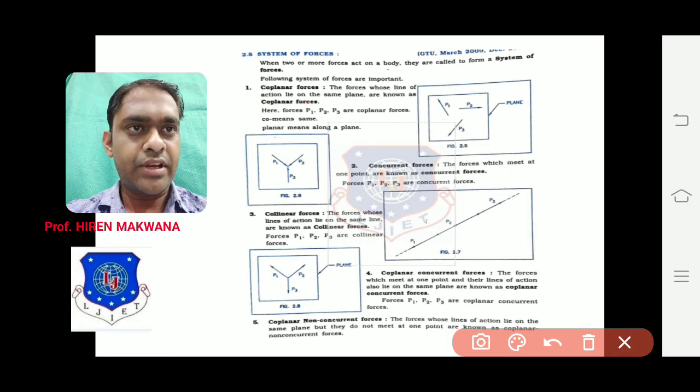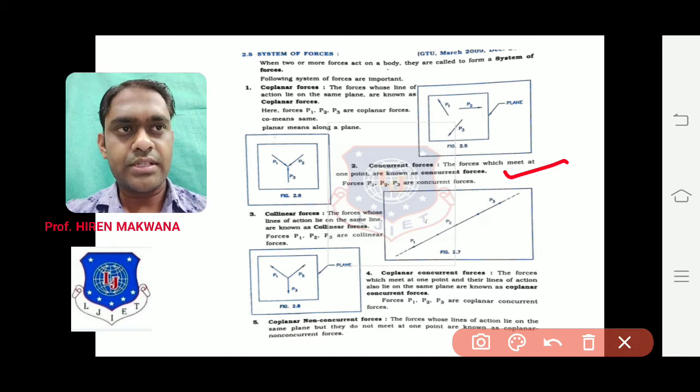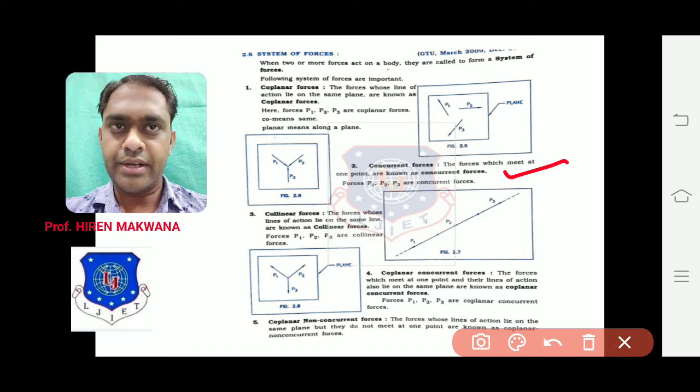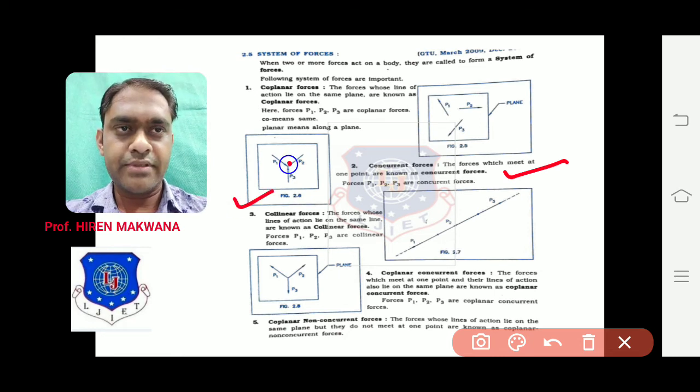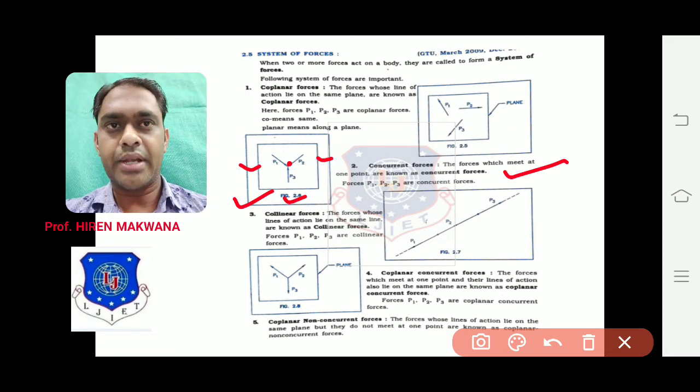Now the second definition is concurrent forces. So what is a concurrent force? The forces which meet at one point are known as concurrent forces. The forces which are meeting at the same point are known as concurrent forces. You can check in this figure. At a single point, three forces P1, P2, P3 are meeting. So that's why these three forces are known as concurrent forces.